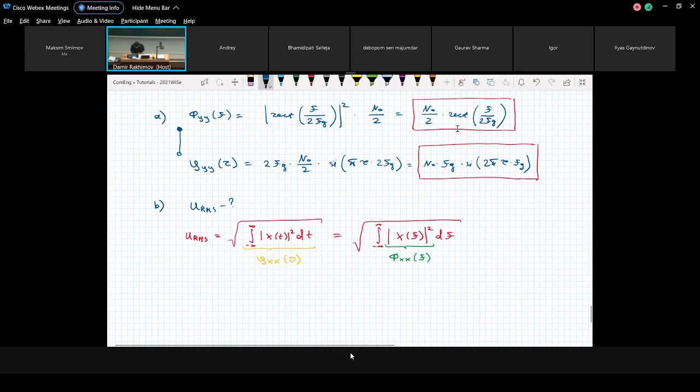You can write that our RMS equals phi at 0 under a square root. What will be the result? We just take out the correlation function, N naught times fg times the phi function, and the phi function equals 1 at 0, so we come to the answer: the square root of N naught times fg.